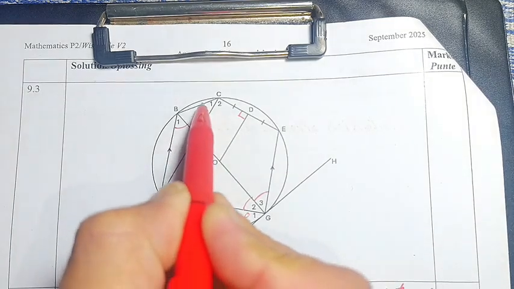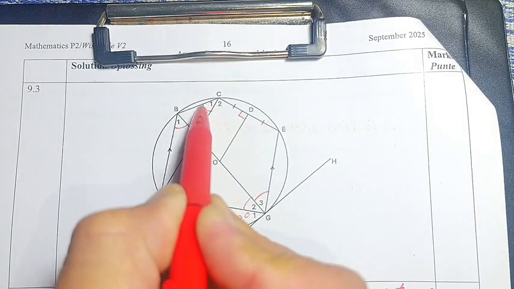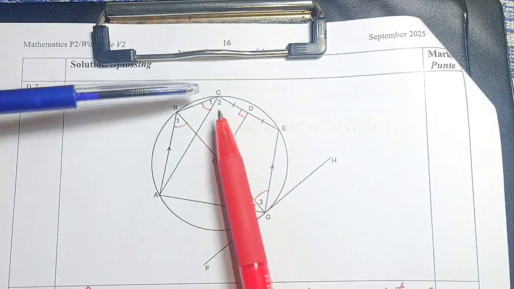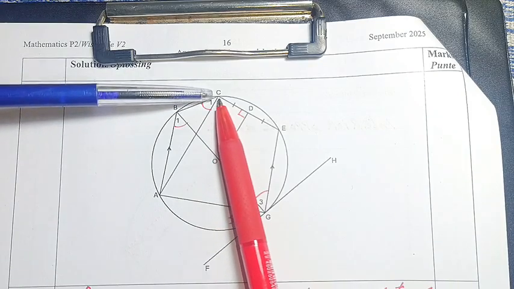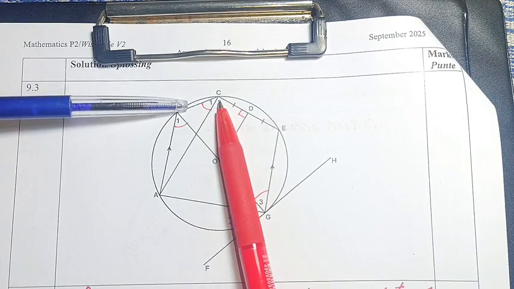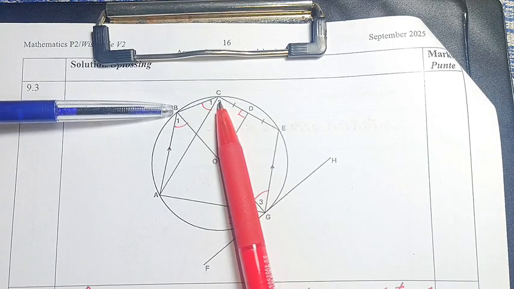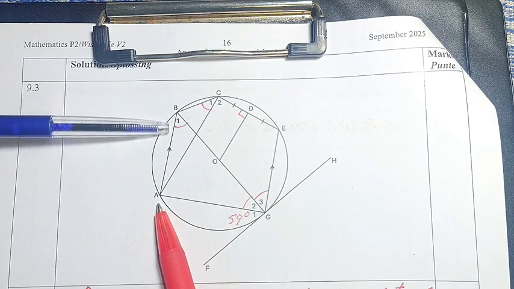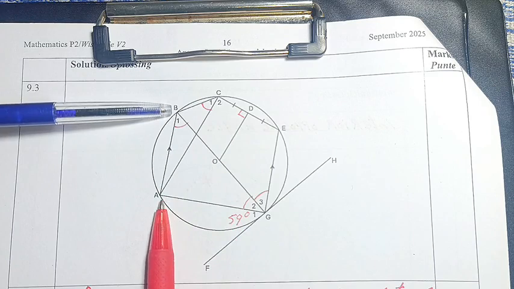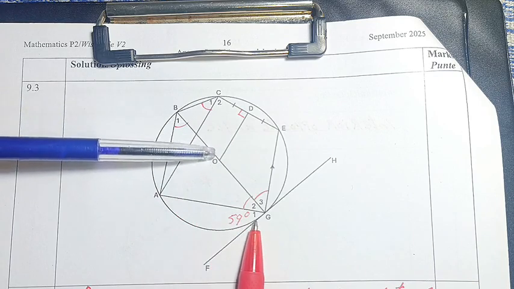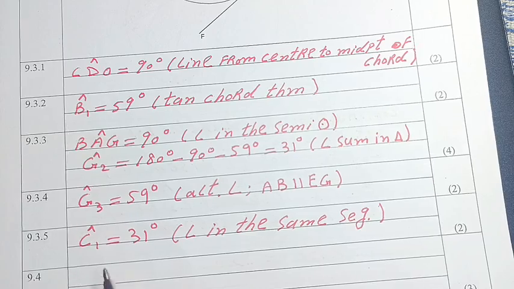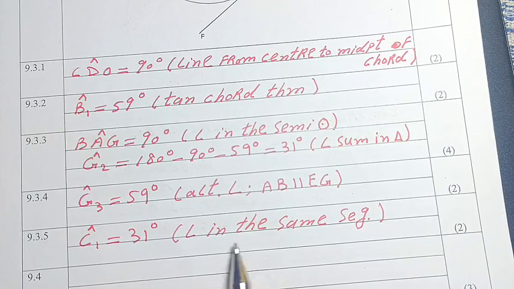9.3.5 angle C1. Now we need to find this angle C1. This is an easy and quite interesting question. So have a look here. Go back and join the point B and point A. So AB is the chord, and AB forms another angle, G2. So angles in the same segment: angle C1 is going to be equal to 31 degrees, angle in the same segment.